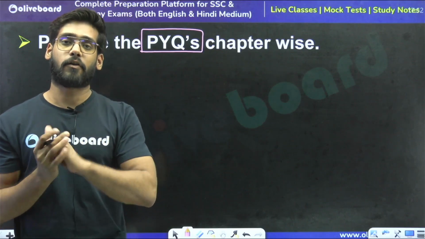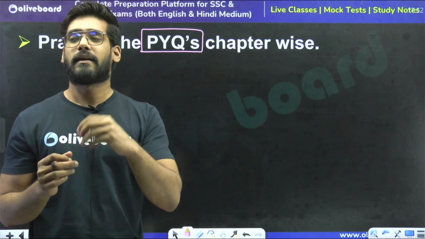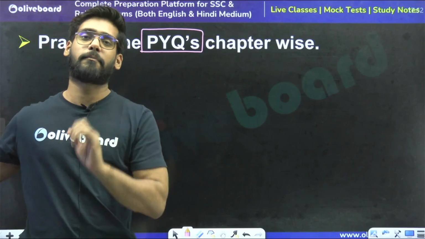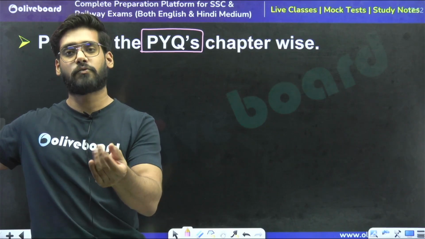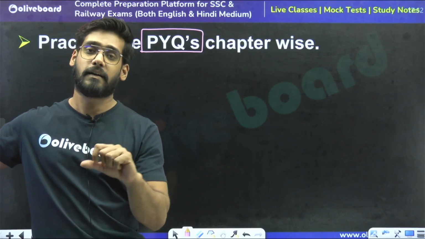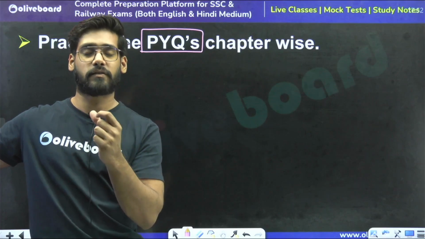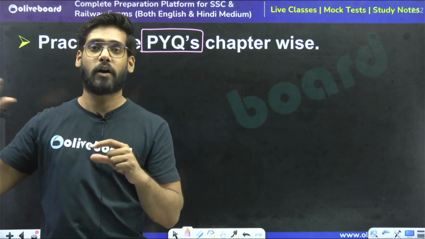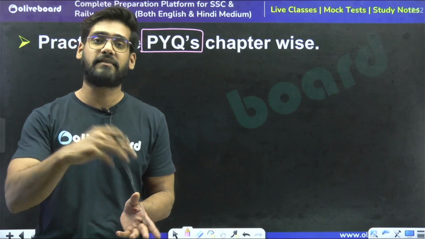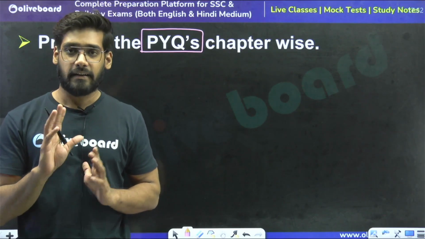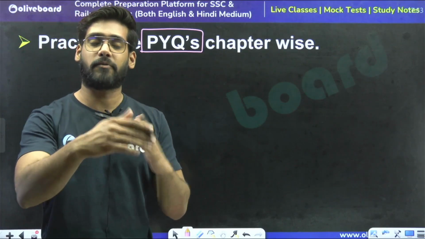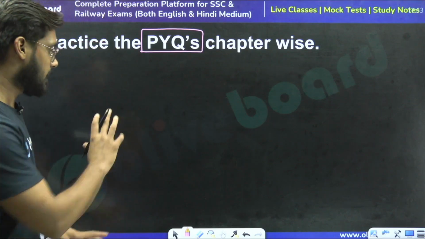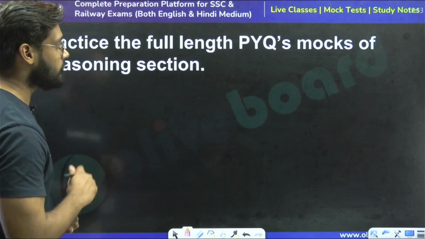If you have prepared the blood relation chapter, and you have at least practiced 200 to 300 questions from that chapter, now let's check yourself by checking the previous year questions, what kind of questions were asked from that chapter, right? Now practice the PYQs of that chapter. Chapter-wise practice the PYQs. Okay, sir, we have completed this part as well. Then what we have to do?